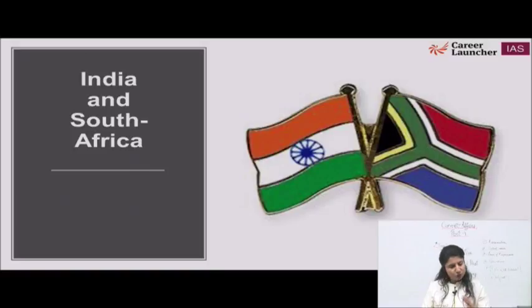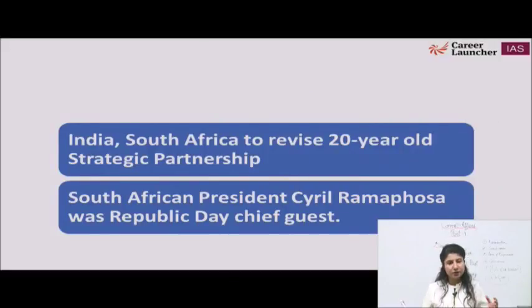Now, let's look at the good relationship that we have with India and South Africa. It's a strategic friendship that we are sharing with them. Strategic would refer to something very close, that we are going to be friends through thick and thin. India and South Africa are to revise their 20-year-old strategic partnership. So this partnership is based on strategic friendship.